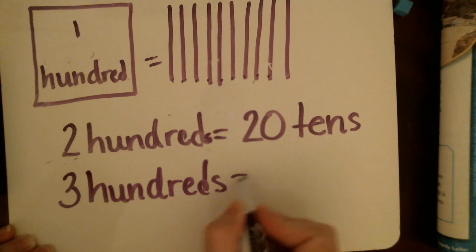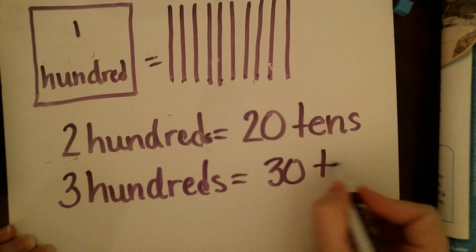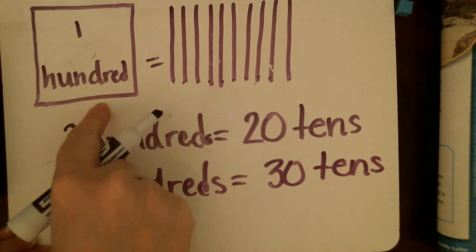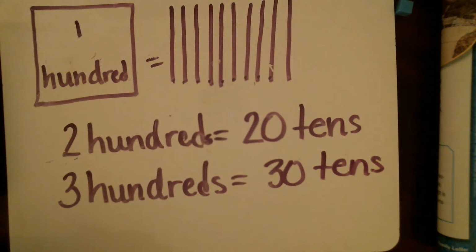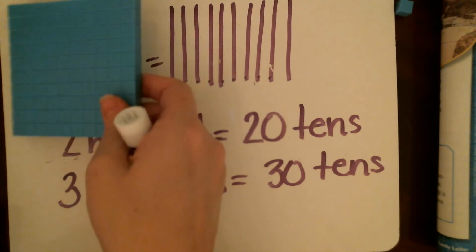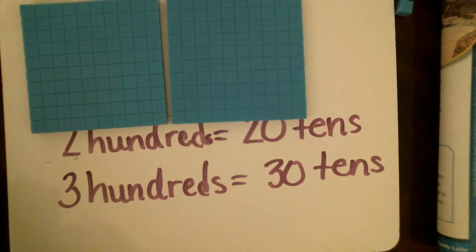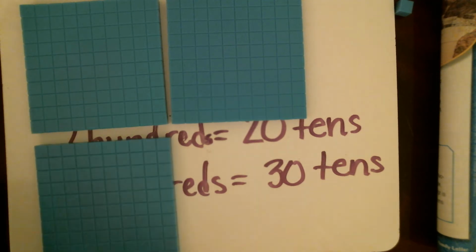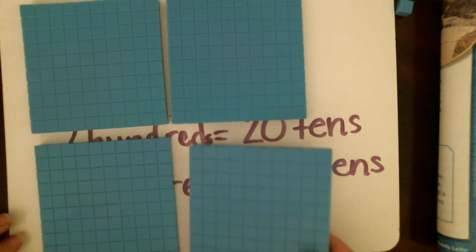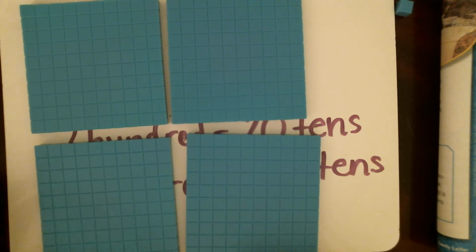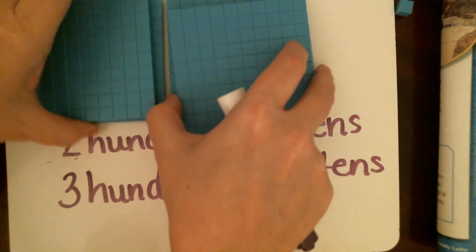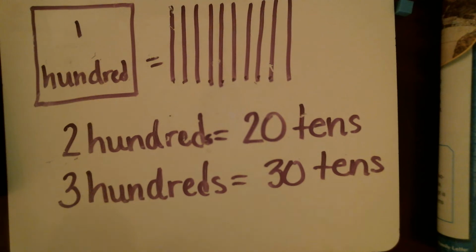And that's equal to 30 tens because each 100 has 10 tens. What if I added a fourth one? 10 tens. 10 more would be 20 tens. 10 more tens would be 30 tens. 10 more tens would be 40 tens. So I have 4 of those hundreds, 4 of those 100 squares.